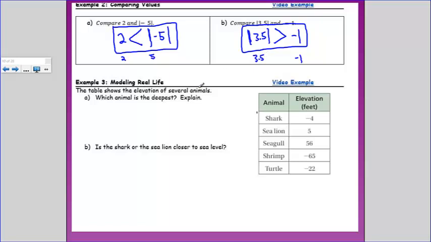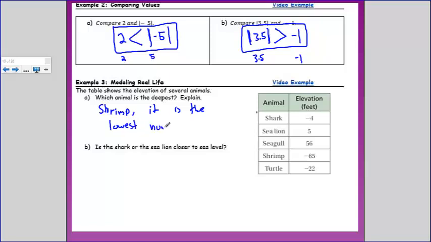The table shows the elevation of several animals. Which animal is the deepest? So the deepest would be the one that is farthest from 0 in the negative range, so the lowest number overall. The shark is 4 feet underwater. Sea lion is slightly above water. The seagull is probably flying in the air, way above water. The shrimp is pretty far down, and the turtle is decently far down, but we can easily tell that the largest negative here, the smallest number overall, is -65, which therefore, to answer the question properly, it says which animal. So the answer would be the shrimp. It is the lowest number overall.